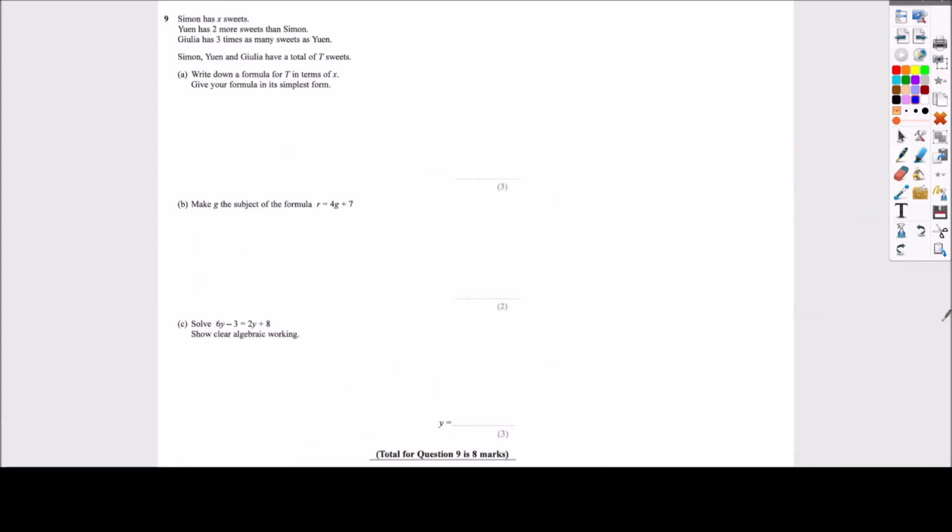Question 9. So, Ewan has 2 more sweets than Simon, so that's x plus 2. Julia has three times as many sweets as Ewan, so that's 3 lots of x plus 2. So make sure you pop that in a bracket, because there's 3 lots of the whole of x plus 2, not just the 3 lots of x. So let's take this opportunity just to multiply that out with the claw. So 3 times x is 3x, 3 times plus 2 is 6. So Simon is x, Ewan is x plus 2, Julia is 3x plus 6.